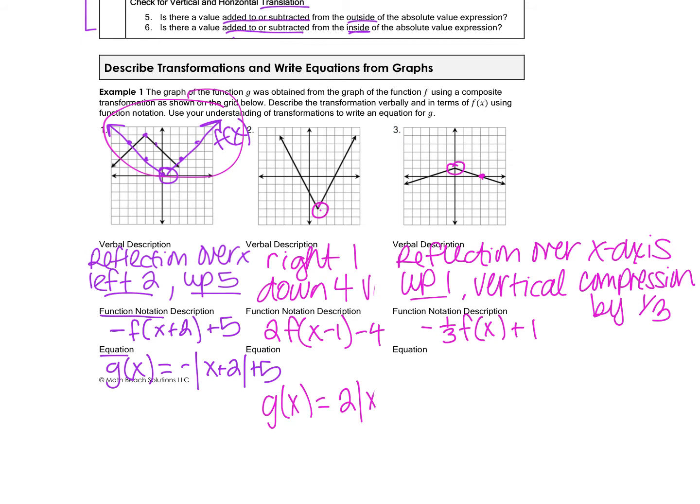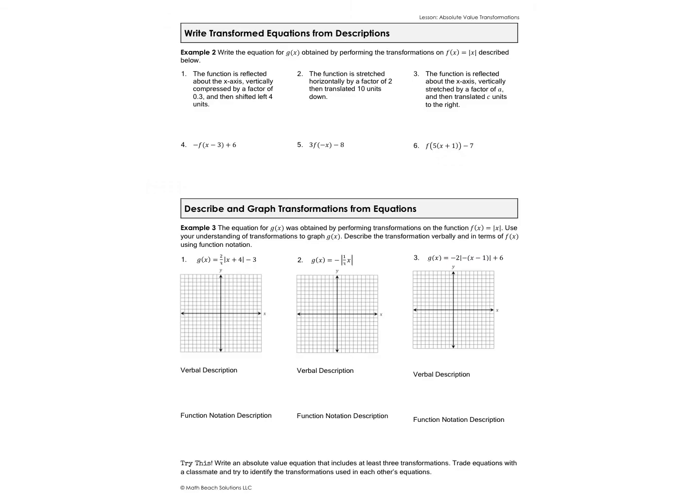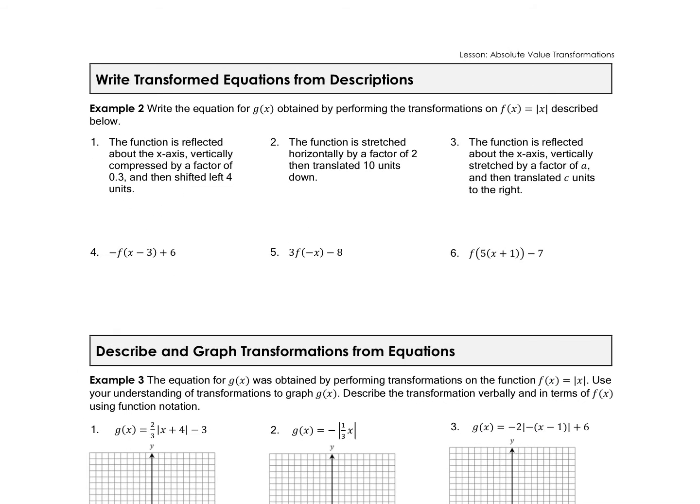Okay, so my new equation, g, would be negative 1/3 in front, absolute value of x, we're not changing left or right, and then the plus 1. Okay, so you're having to check that graph, find your transformations, and then change it to function notation, and then write it in your equation form. Okay, on the back, we're going to be writing the transformed equations, so the opposite. So we're going to be given the description, and we'll have to come up with that g equation.